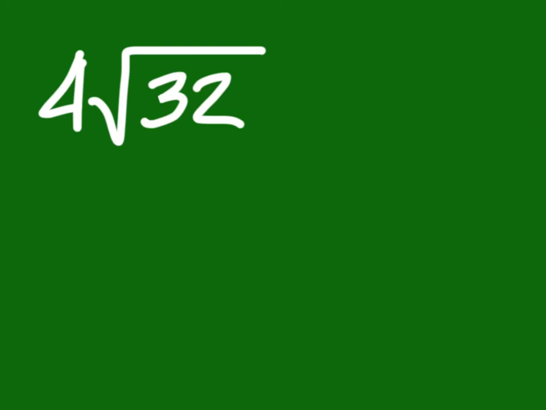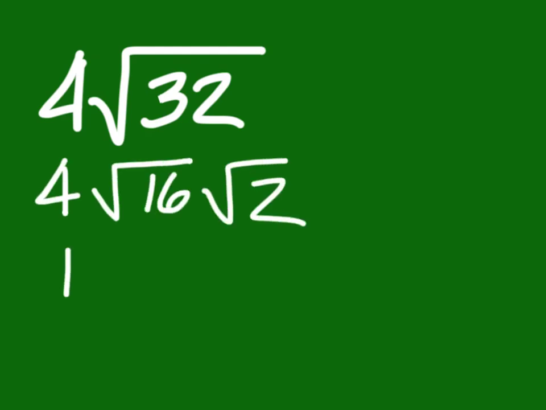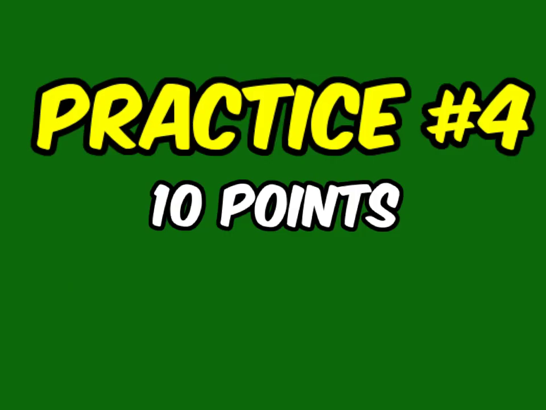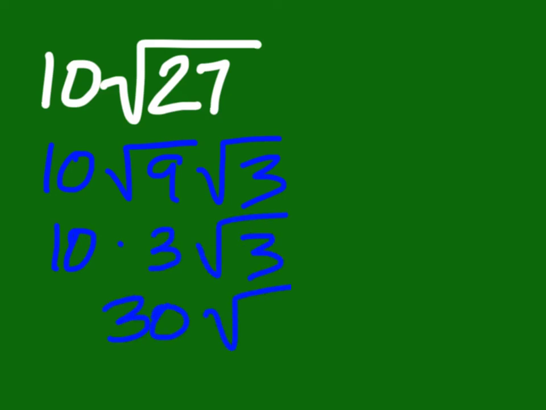On the practice problem, we need 4 square root of 16 square root of 2. And the square root of 16 is 4, so that's 16 square root of 2. For the practice problem, you'll need 10. That's kind of strange, but I'll keep it. 10 square root of 9 square root of 3. Square root of 9 is 3. So you'll have 30 square root of 3.